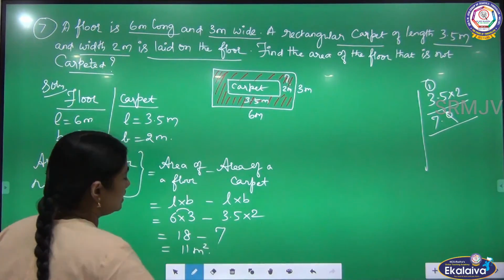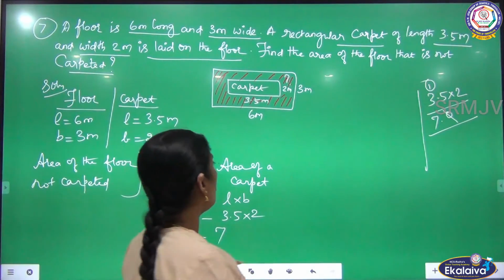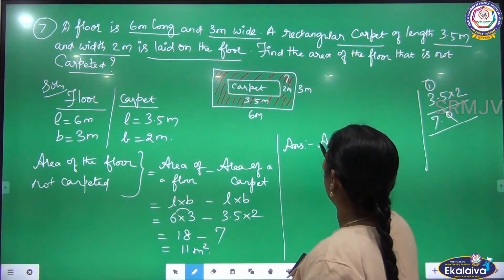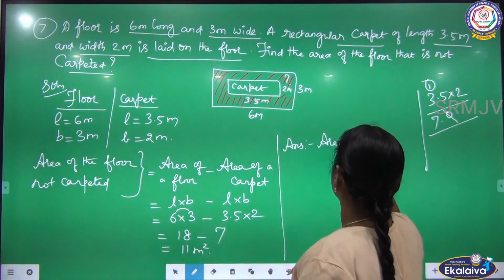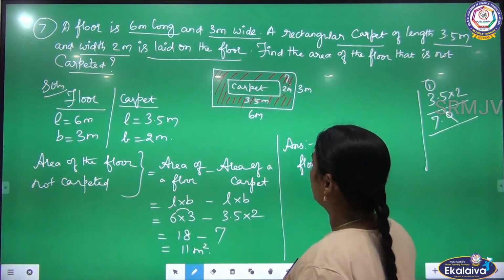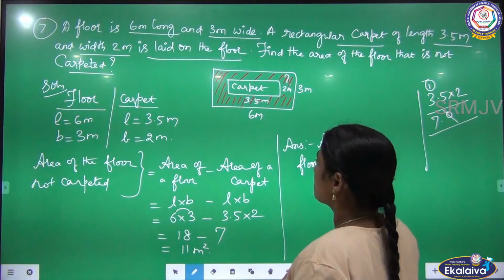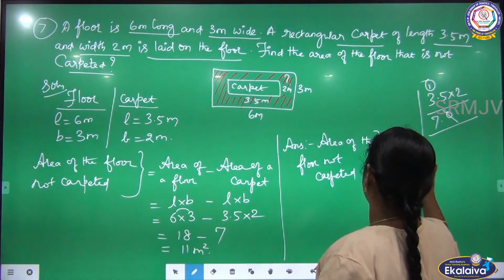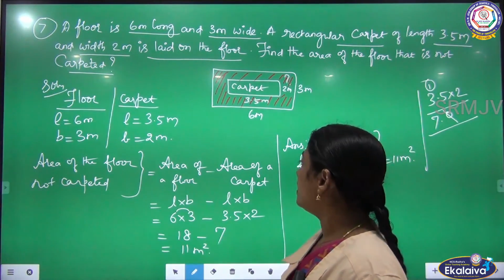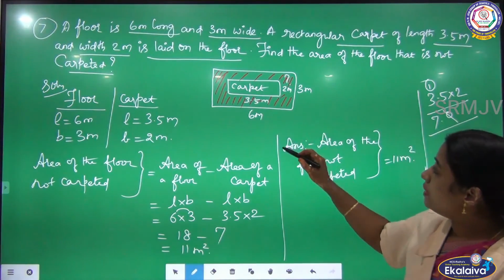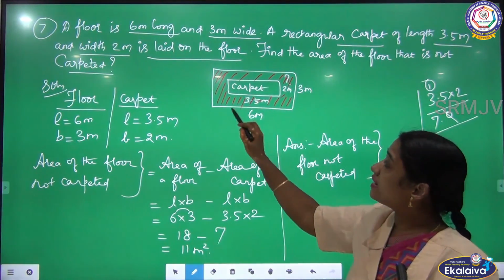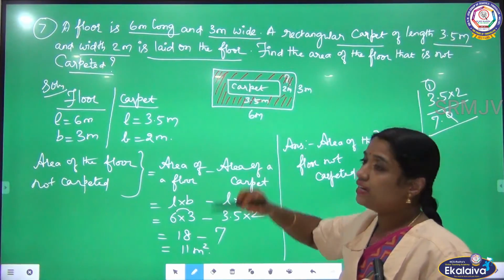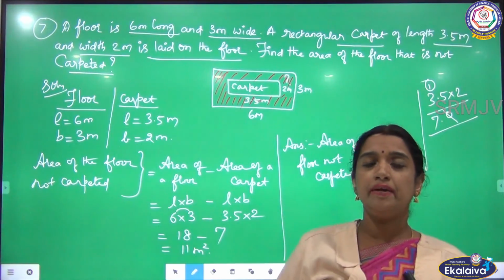So what is the unit given here? 11 meter square. See, this 11 meter square, which is not carpeted. Okay? Answer. Area of the floor not carpeted is equal to 11 meter square. Can you understand this, children? So not carpeted means the area of your outer rectangle minus area of the inner rectangle. If I subtract this, I can find out the shaded part. Any doubt in this, children?